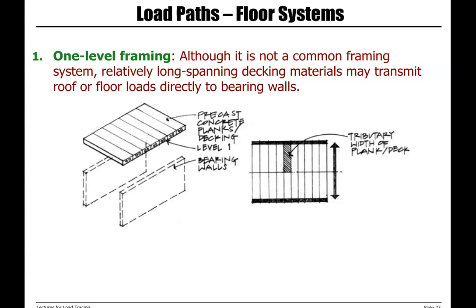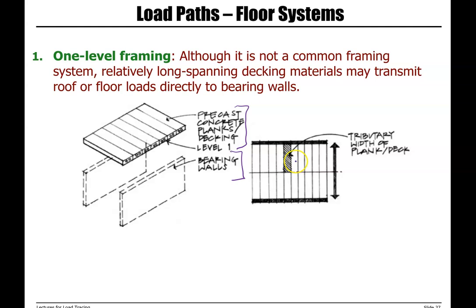Now let's look at examples of load paths for floor systems. The first one is one-level framing. It's not a very common framing system. Relatively long-spanning decking materials may transmit roof or floor loads directly to bearing walls. So it consists of two levels. We have precast concrete planks or decking, and then we have bearing wall.